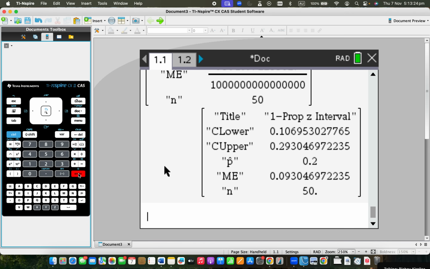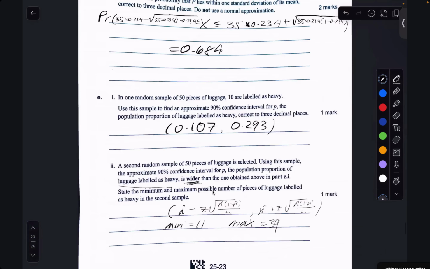The graph below shows the compositions g of f and f of g, where f of x is sine x and g of x is sine 2x. The graph of y equals g of f of x has a local maximum whose x value lies in the interval 0 to pi over 2. So let's just start off by defining everything. Oh, sorry, I think I wasn't even showing the screen.